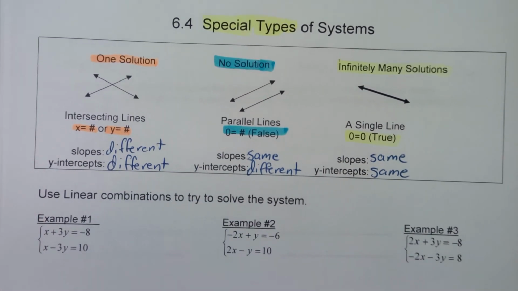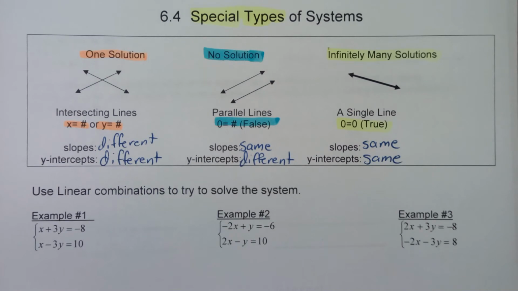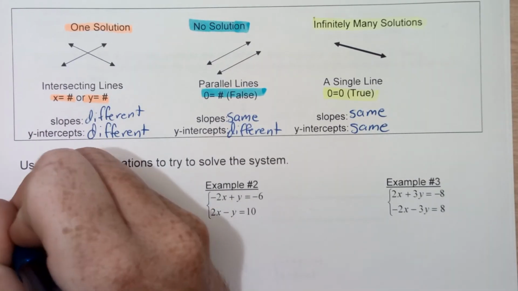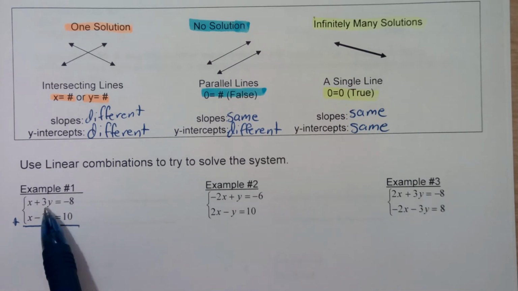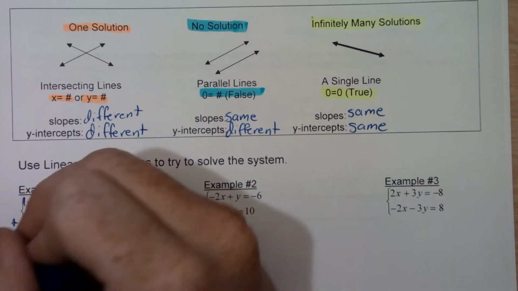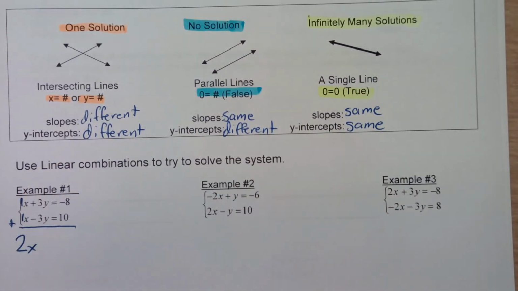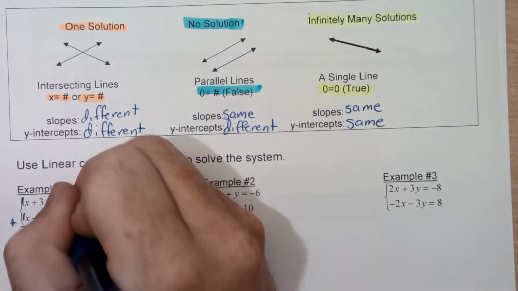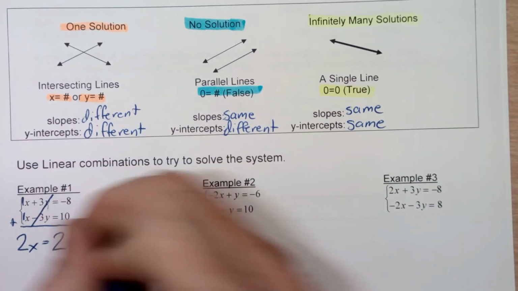Now for our examples, we will use linear combinations to try and solve these systems. For example 1, first we want to make sure we have opposites when we add together. If you look, we already do have opposites: a positive 3y and a negative 3y. So we're just going to add these together right away. This is 1x plus 1x, since there's a little 1 in front of both x's, so that is 2x. Then positive 3y minus 3y is 0, so those cancel out. And I get equals negative 8 plus 10, which is a positive 2.